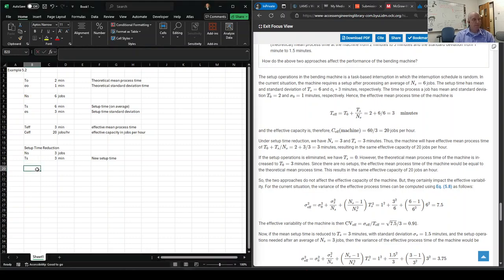So let's calculate that right here. What is our new mean effective process time? Well, it turns out we still have the same theoretical time. We're adding to that the setup time, which is down to 3, and we're adjusting for the number of jobs between setups, and that is also 3. So this is our new effective mean process time. Turns out it's the same. And if that's the same, then our capacity is also going to be the same: 20 jobs per hour.